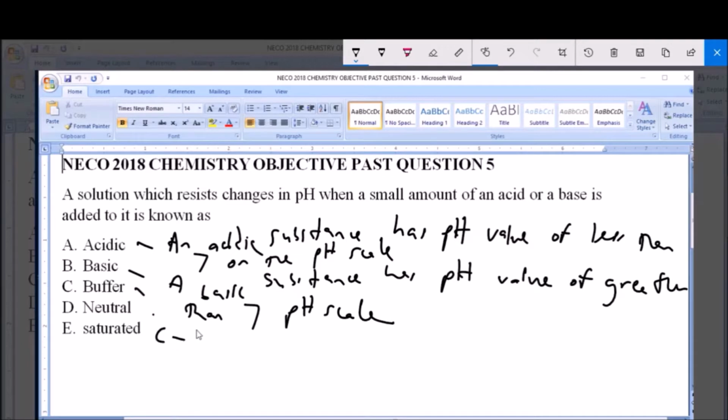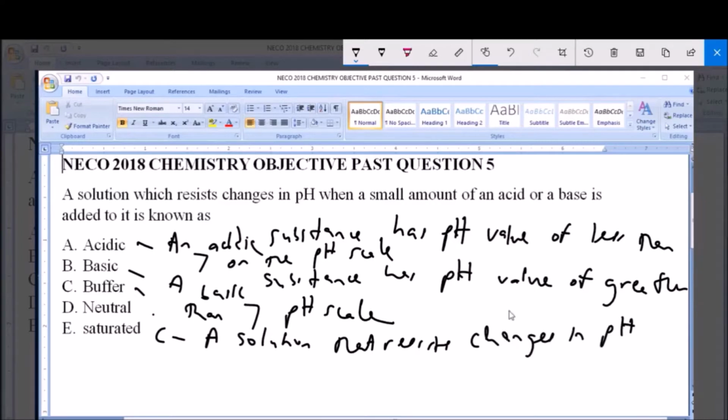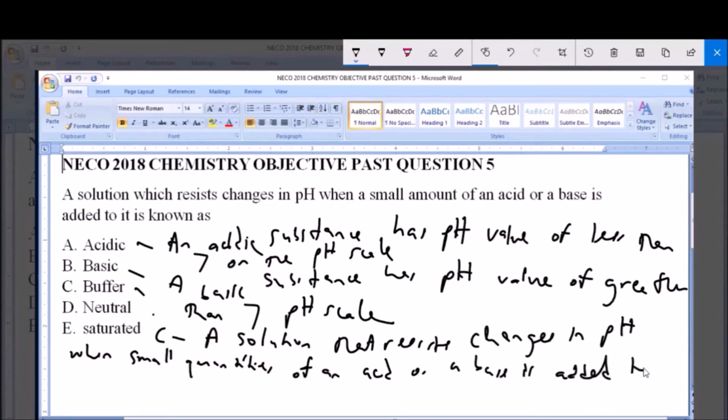Now option C, which is a buffer. A buffer is a solution that resists changes in pH when small quantities of an acid or a base is added to it. So that's the definition of a buffer. Now option D, a neutral substance, is a substance with a pH value of 7.